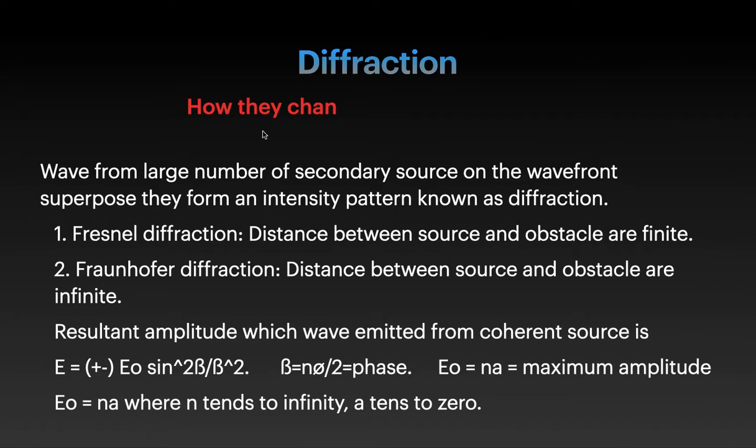Diffraction. How they change with the number of slits. Waves from a large number of secondary sources on the wavefront superpose and form an intensity pattern known as diffraction. First, Fresnel diffraction and second, Fraunhofer diffraction. In Fresnel diffraction the distance between source and obstacle is finite, and in Fraunhofer the distance between source and obstacle is infinite.